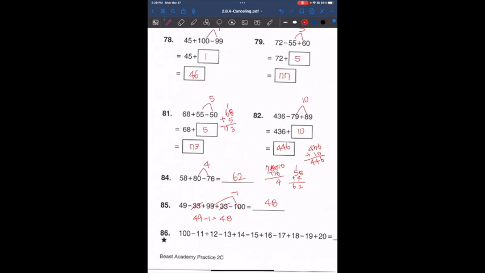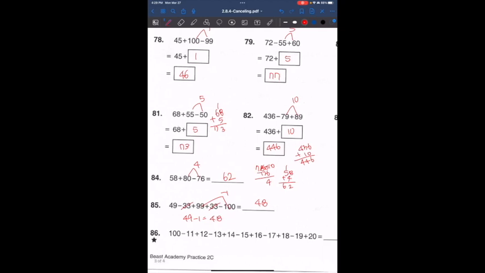Question 86 is a bit harder, so I'll be giving you guys about 3 minutes to solve this question. This problem is a bit harder than the ones we've been doing so far, but I want you guys to give it a try, and then I'll be going over the solution after 3 minutes.